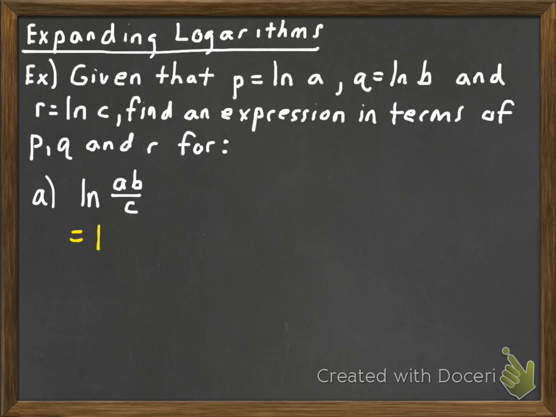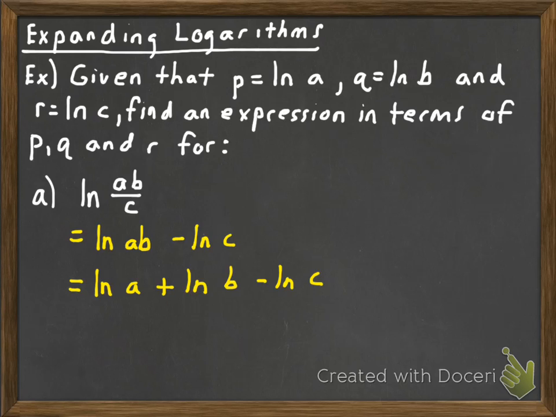All right, first I'm going to separate that quotient. So let's make this the natural log of AB minus the natural log of C. Then let's separate the product right there by using the product rule, and that will become the natural log of A plus the natural log of B minus the natural log of C.